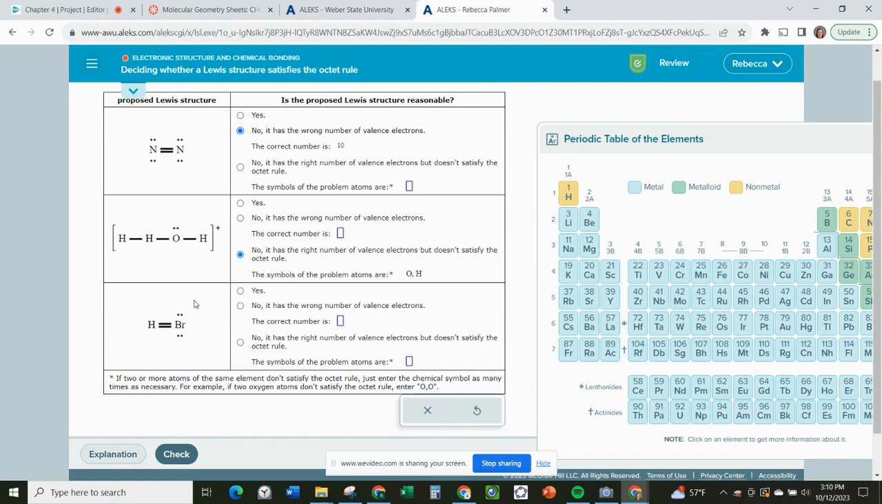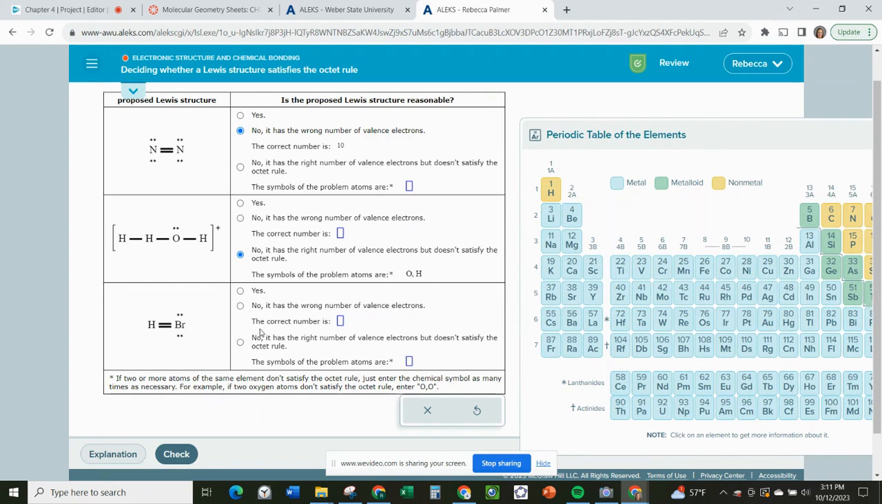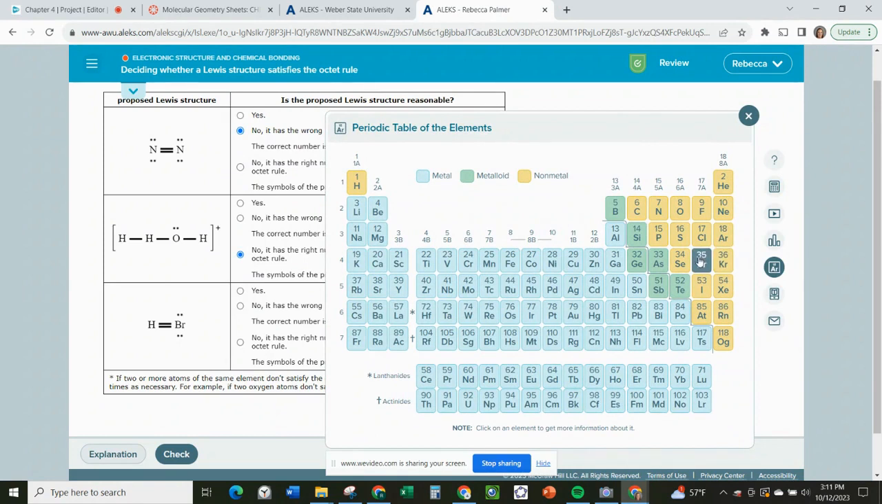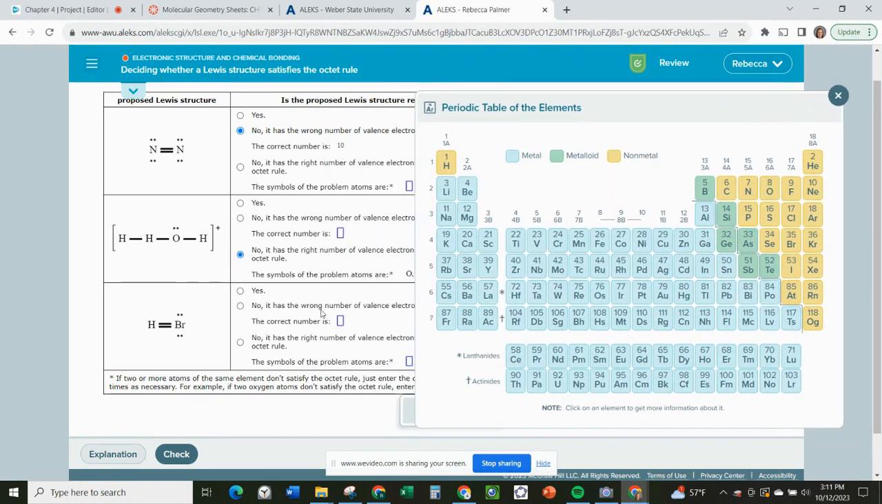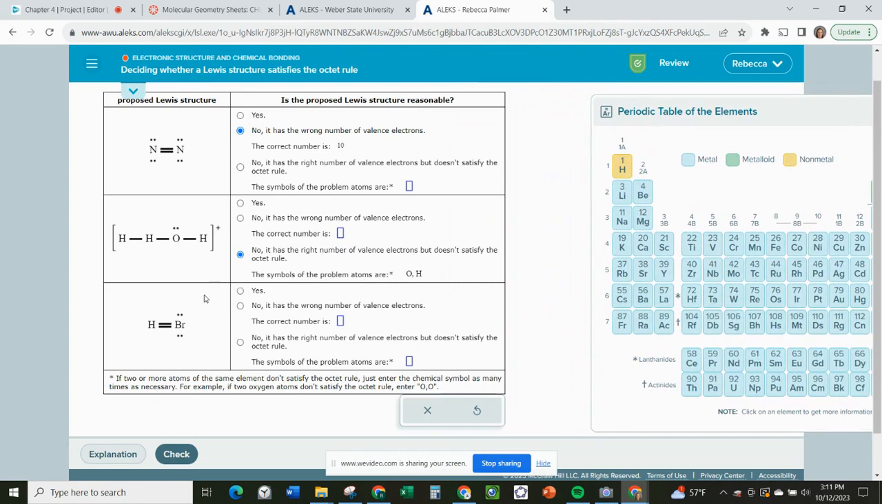Okay, next one. This is HBr. We need to figure out the total number of valence electrons. So hydrogen has 1. Bromine is over here. It brings 7. So 7 plus 1 is 8. So we need to count and see if it has 8 shown in the Lewis structure. 2, 4, 6, 8. So yes, it has the correct number of valence electrons. And then let's count if the octet rule is satisfied for the atoms. So bromine needs to have 8: 2, 4, 6, 8. So bromine is satisfied here.